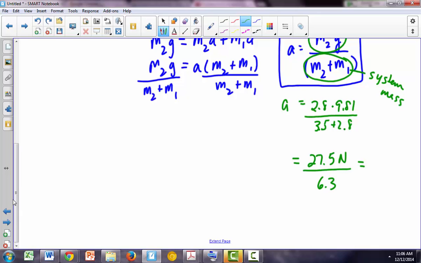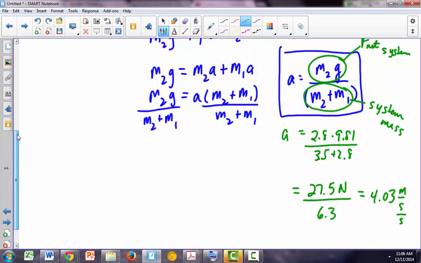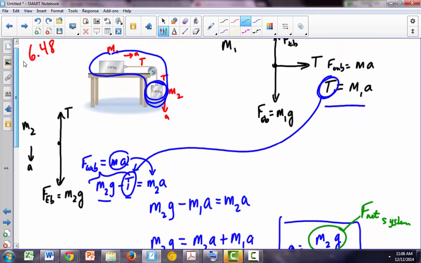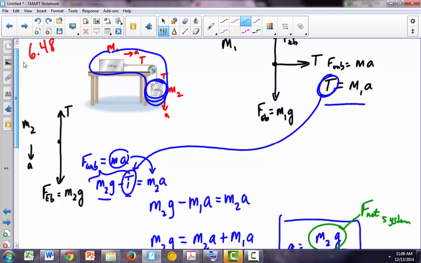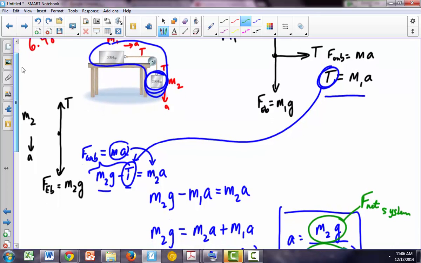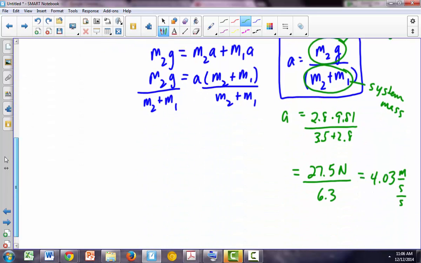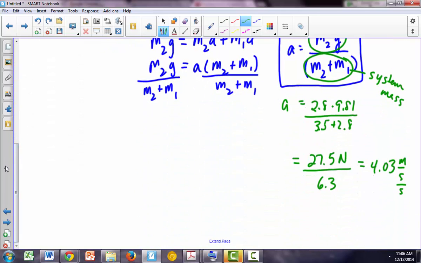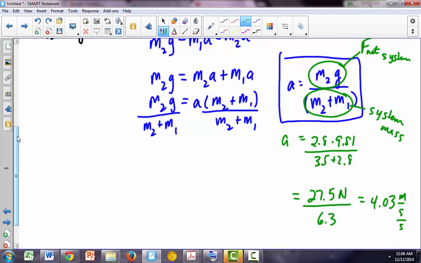So I get an acceleration of 27.5 divided by 6.3. We would certainly expect it to be less than the acceleration due to gravity, because if mass 2 was in free fall, then its maximum acceleration is going to be 9.81. If mass 1 was really, really big, it would be a very small acceleration. Notice this equation again. By the way, here's my answer. I'll type it in just a minute.